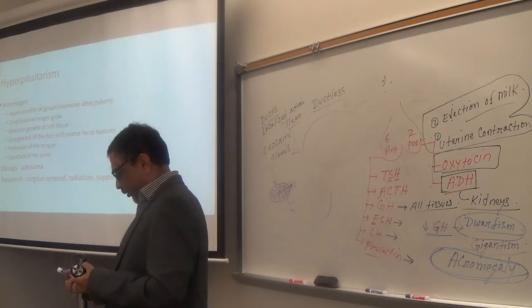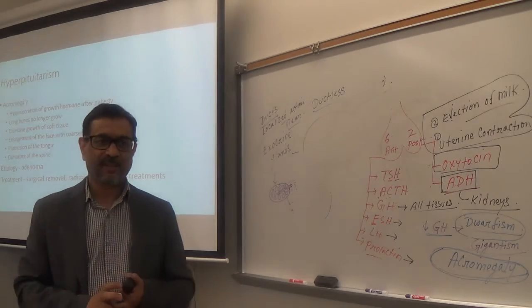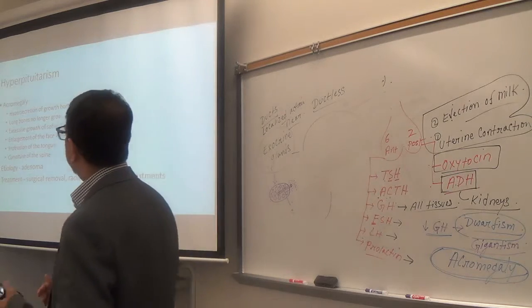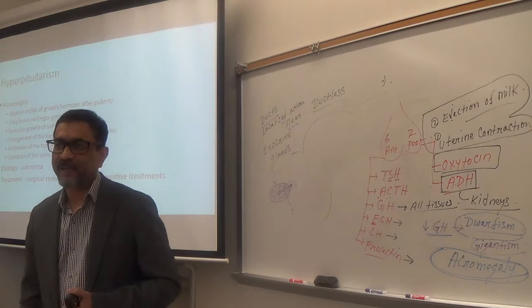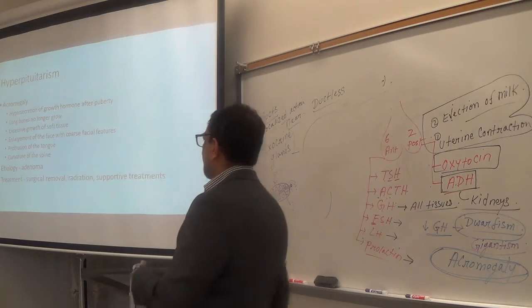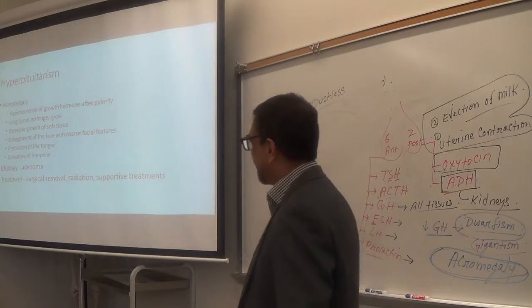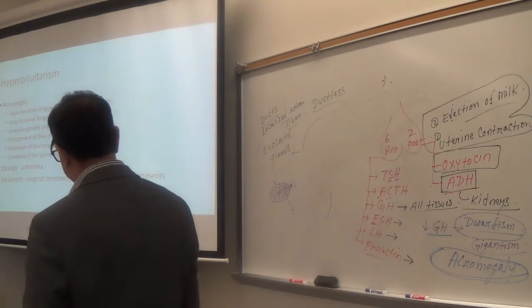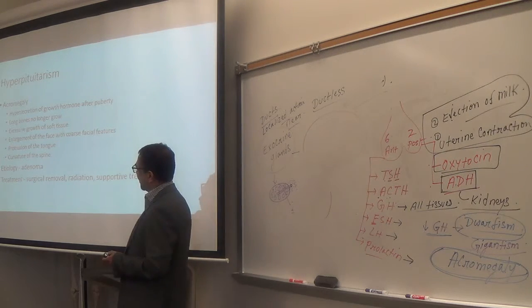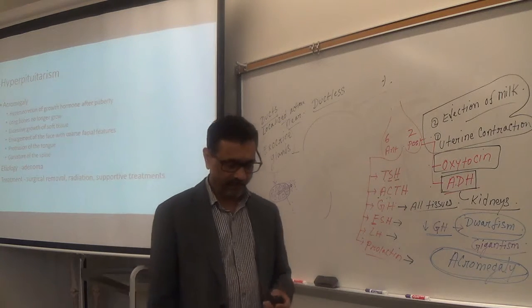Now, what can cause over secretion or hypersecretion of growth hormone? One cause is a tumor, a pituitary gland tumor. That is the adenoma of the pituitary gland. If you surgically remove that tumor or destroy it by radiation, then that's the treatment of that hyperpituitarism.